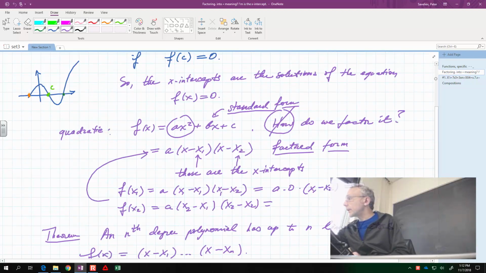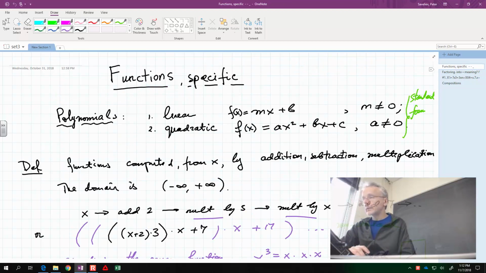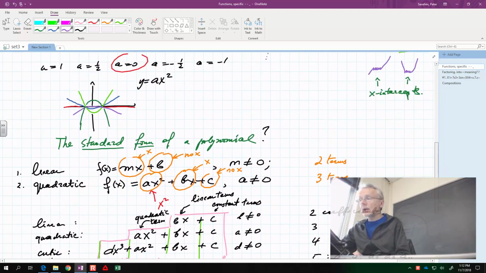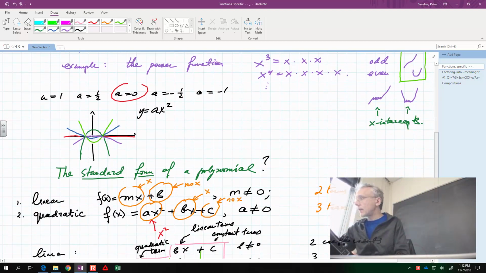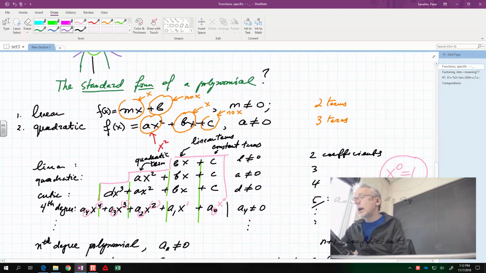To refresh your memory, the standard form of a polynomial. So the polynomial is defined as the one that is computed through multiplication, addition, subtraction, multiplication, and no division. And then there's a standard form of it, which is here. Okay, the power is going down. The standard form of representing a polynomial as a combination of powers.